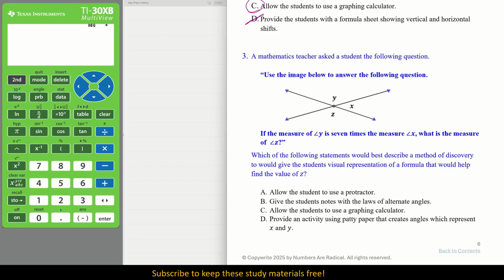Okay, which of the following statements would best describe a method of discovery that would give the students visual representation of a formula that would help find the value of z? Well, that's a lot to swallow. It just seems like a lot of words. Okay, so what are they asking? They're asking to develop a formula that would give you what z would be.